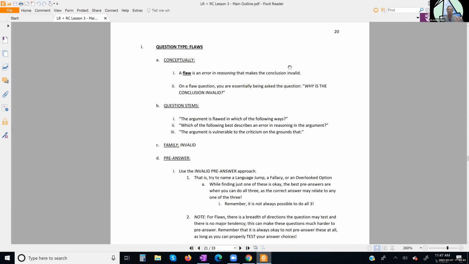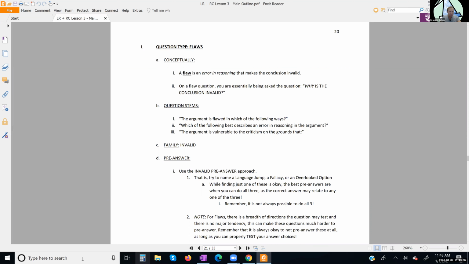Now, as I went into extensively in lessons 2 and 3, there are 3 main ways to say why something is wrong. 3 methodologies that the LSAT relies upon in describing problems. There are jumps, there are fallacies, and there are overlooked options. Now, any one question, any one invalid argument could be described from all 3.